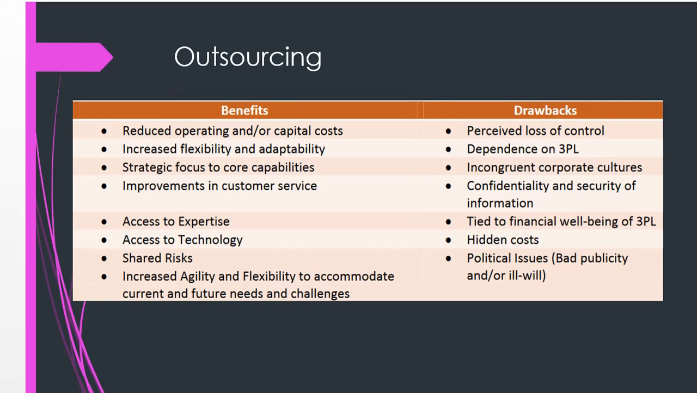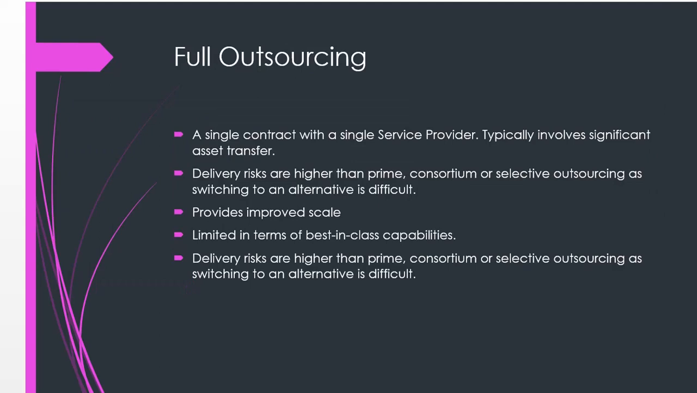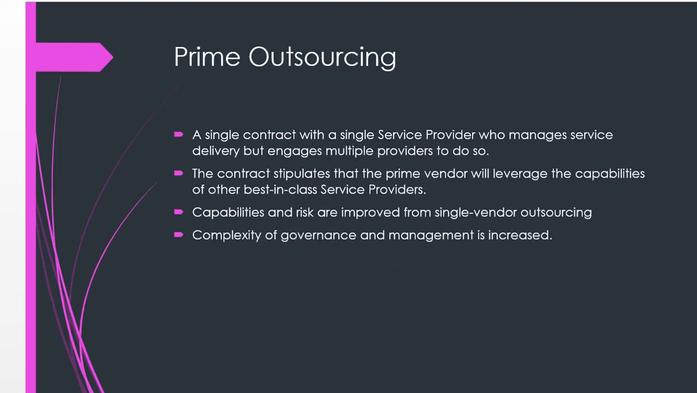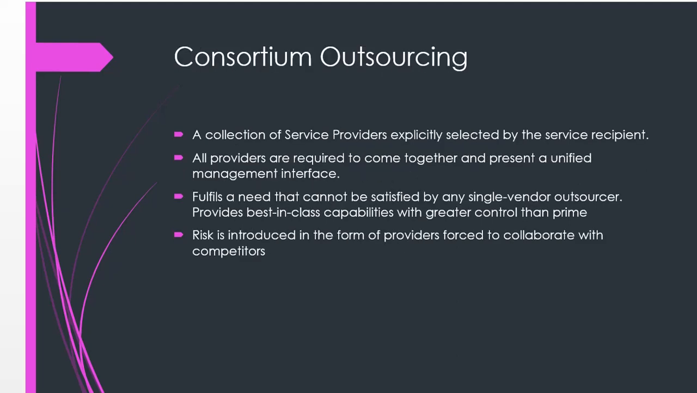Now, the various outsourcing strategies are as follows. There's full outsourcing, where we give a single contract to a single service provider who provides us with everything that we require. So there's just one company providing all our IT services. Then we have prime outsourcing, where we give a contract to a single service provider, but this provider then looks for other people to help them meet our IT needs. This type of outsourcing has the advantage that we can get the best services, since whoever we're contracting is also getting other people who will help them to give us the service that we require.